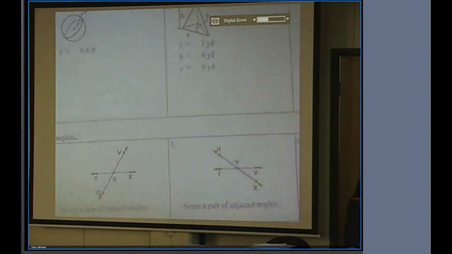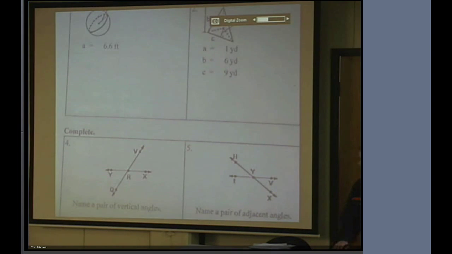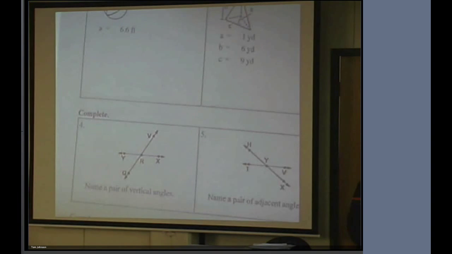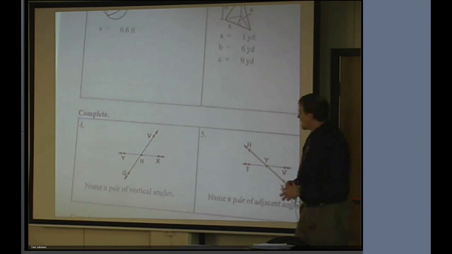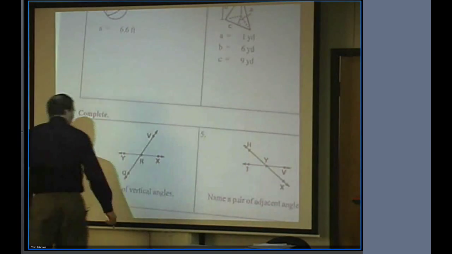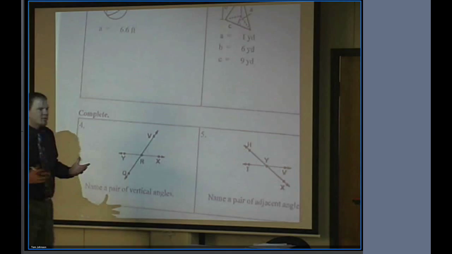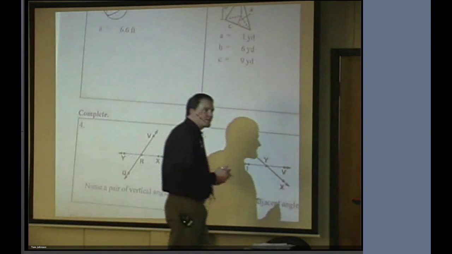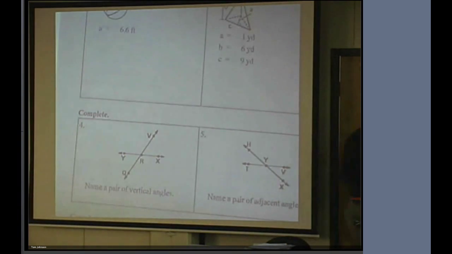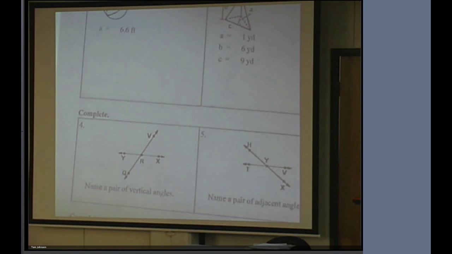Now we're going to talk about a little bit of vocabulary here. Again, we said vocabulary is very, very important. Name a pair of vertical angles. Well, what are vertical angles? What do we know? What is a vertical angle? Very good.